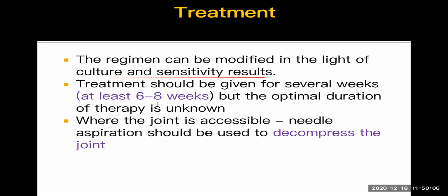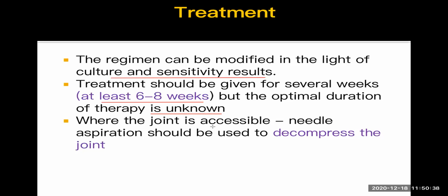Treatment should be given for several weeks, at least 6 to 8 weeks, but the optimal duration of therapy is unknown. Sometimes according to the organism, it may be longer or it may be shorter than that. So what is the guidance or guideline for us? Remember, all the clinical features should disappear. ESR should come back to the normal. CRP should fall, and patient should be able to bear weight. These are very important points for the duration of therapy.